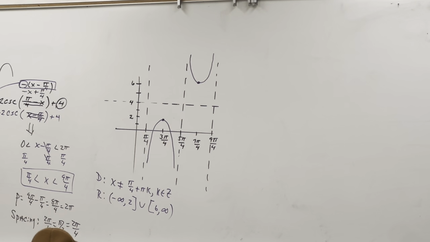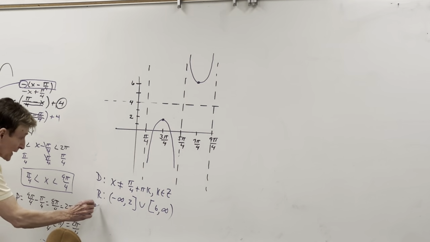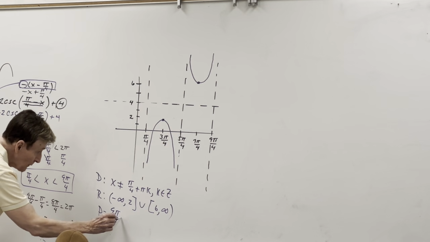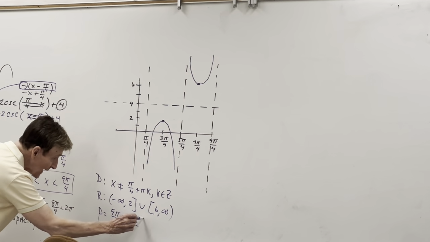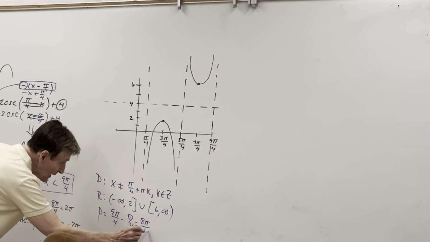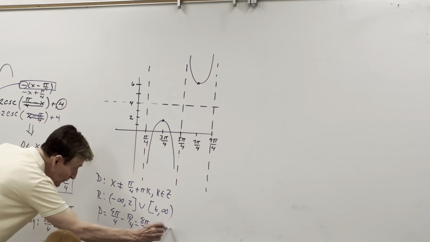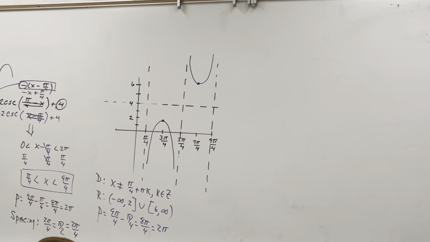Okay, domain, range. I will tell you there is no amplitude to worry about. Period, be careful. The cycle ends at 9 pi over 4. So let's subtract where it started. It started at pi over 4. That's a good way to find the period. This is 8 pi over 4, a period of 2 pi. Everything should repeat every 2 pi. Domain, range, period. Guys, am I leaving anything out? No.